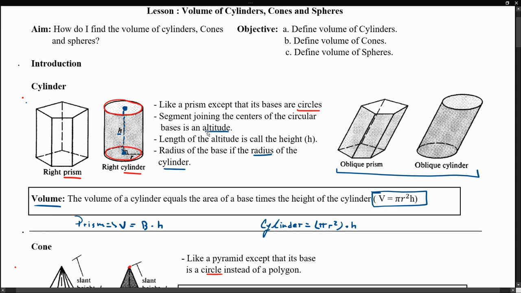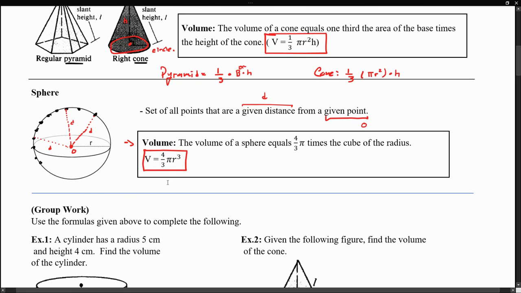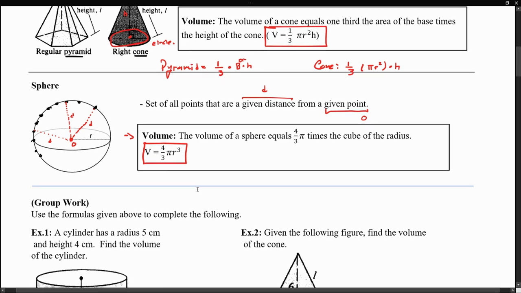So we have, for a cylinder, the volume is equivalent to pi r squared h, because a cylinder is a prism, so it follows the idea of a prism. The only difference is that the bases are circles. The volume of a cone is 1/3 pi r squared times h, since a cone is a pyramid, but only the base is a circle. And the sphere, we're going to define the volume as 4/3 pi r cubed. So let's just do one example for each figure.